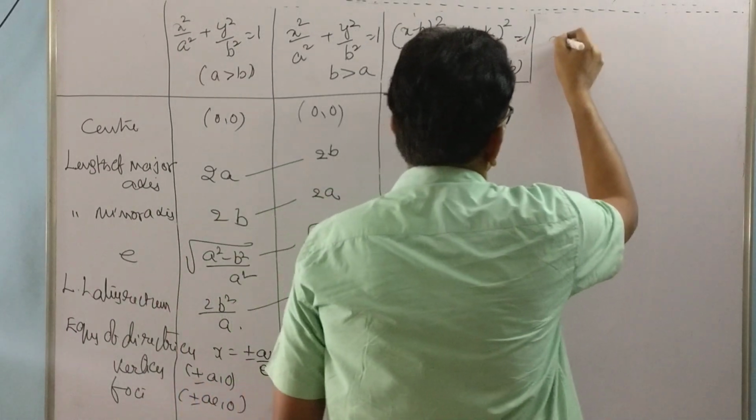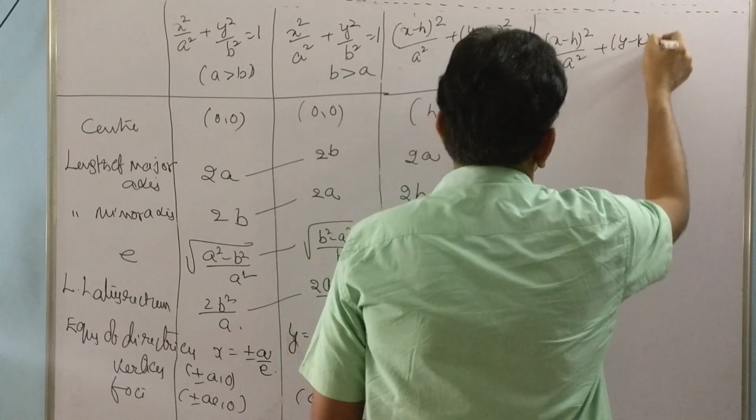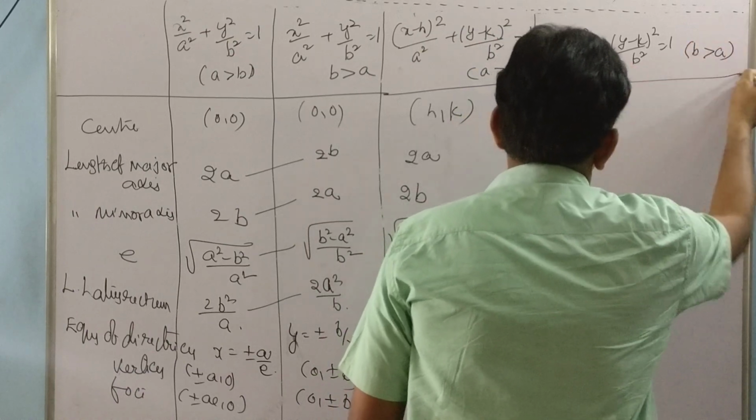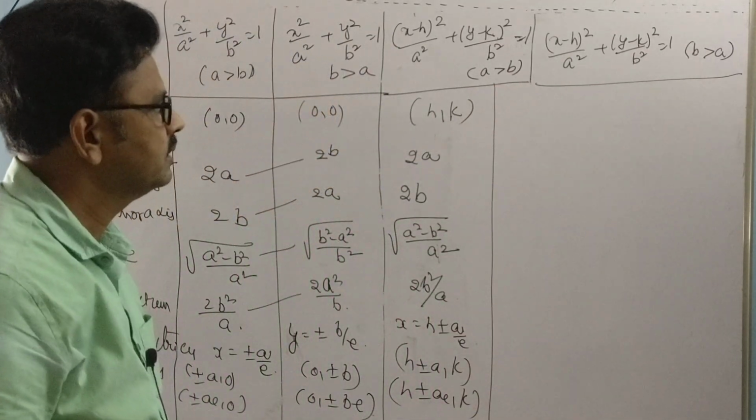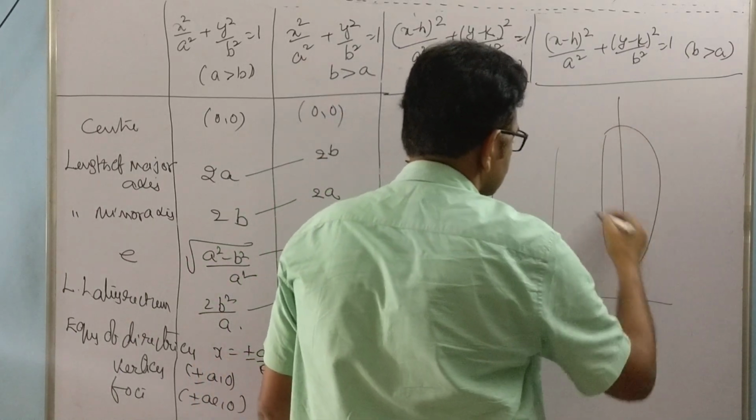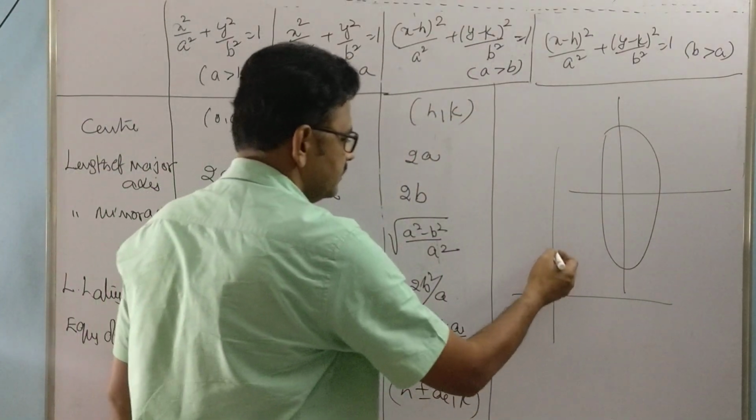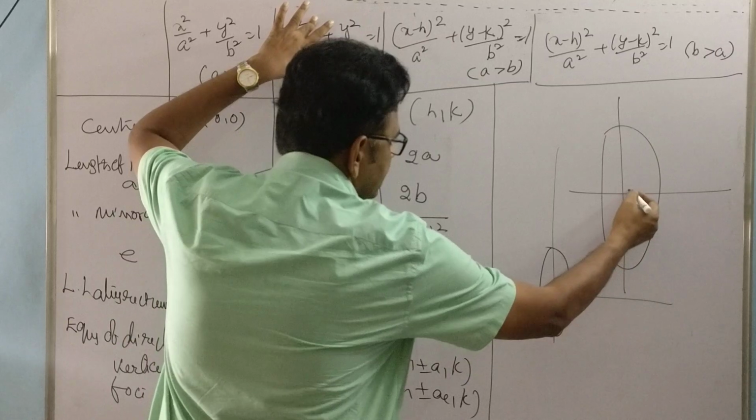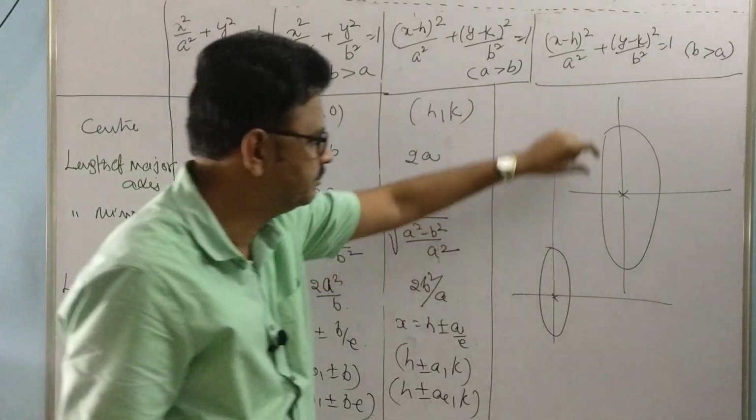Next one, x minus h whole square by a square plus y minus k whole square by b square equal to 1, where b is greater than a. b greater than a means what? See here, so the ellipse is like this. So this is the center of the ellipse, 0, 0. So this part, center 0, 0. Here (h, k). Okay? So that means here b is greater than a.